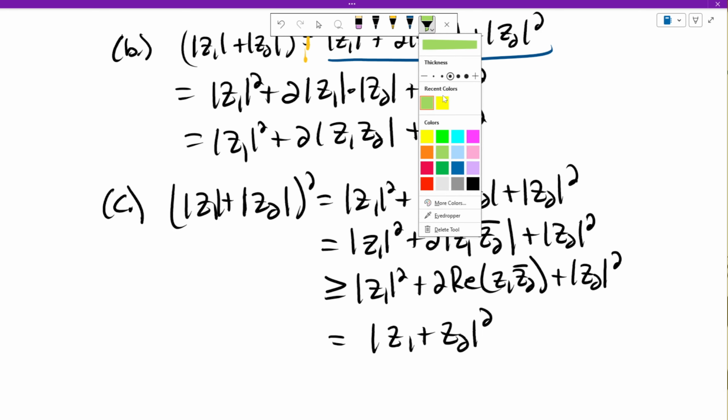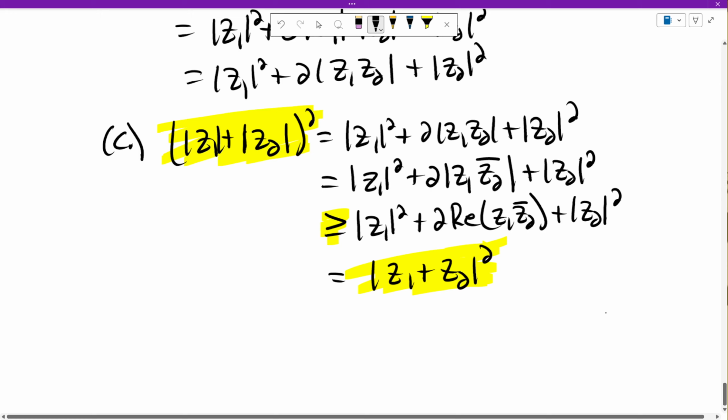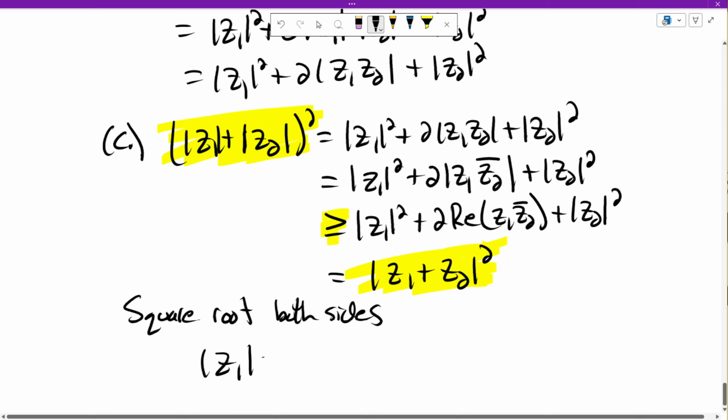So if we read left to right, we get the modulus of z1 plus the modulus of z2, quantity squared, is bigger than or equal to the modulus of z1 plus z2 squared. And the finishing touch is we're going to square root both sides. Since the term being squared is positive on both sides, the inequality stays. When we square root the left-hand side, the squaring goes away, and the same for the right-hand side. And there we have our triangle inequality.